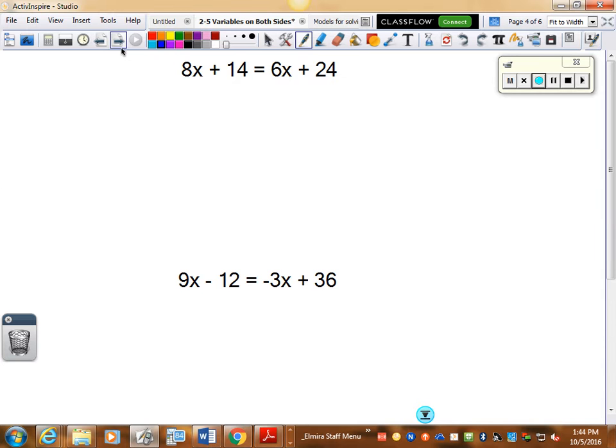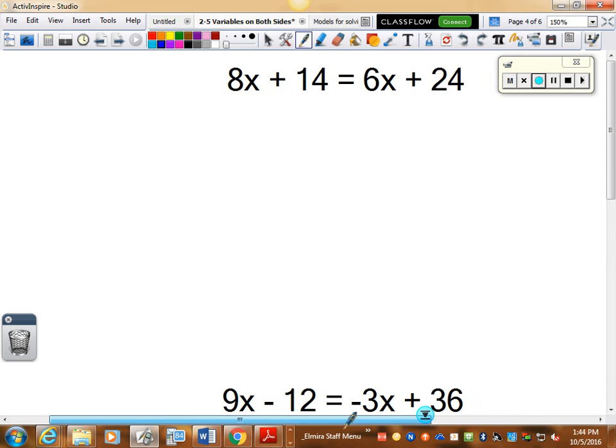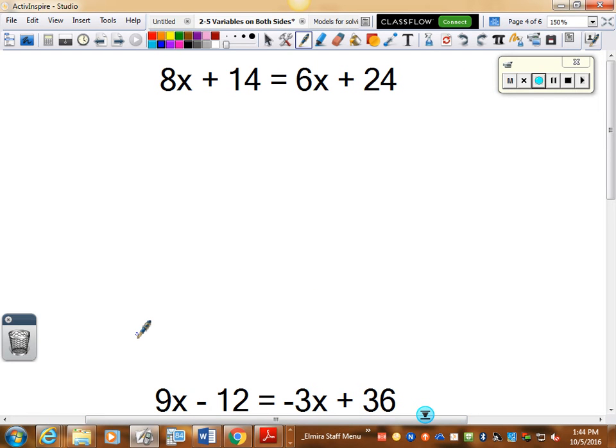Okay, a couple more example problems. Equal sign, draw a line down through it. I would encourage you to use your highlighters too, if it helps you.